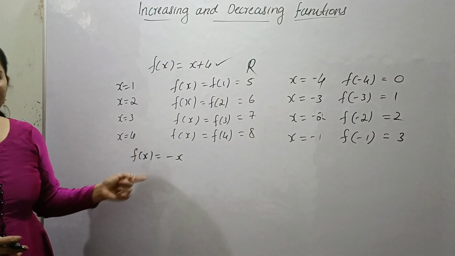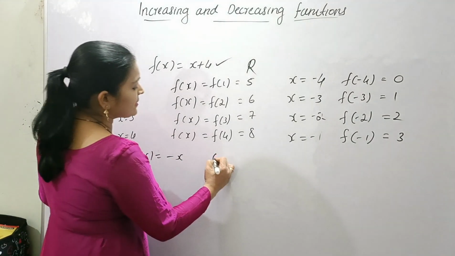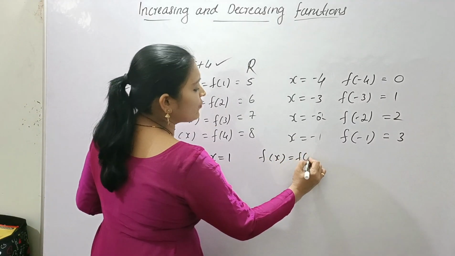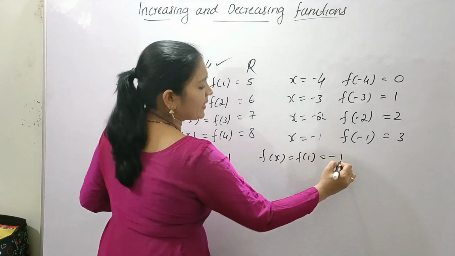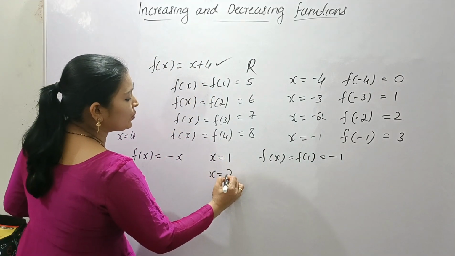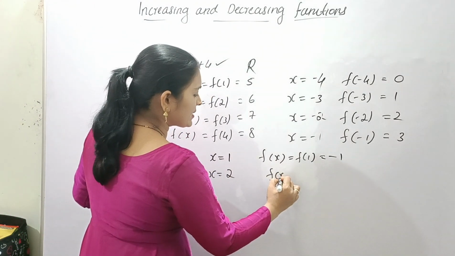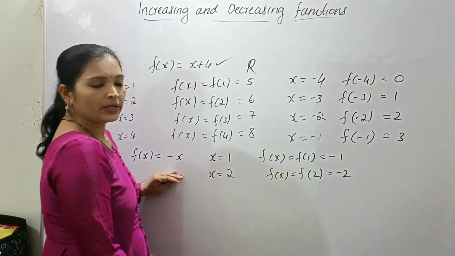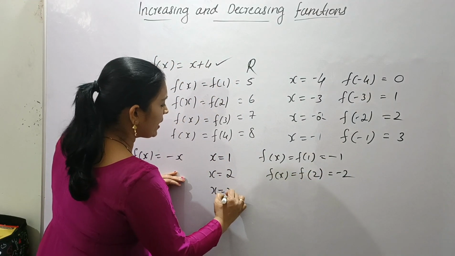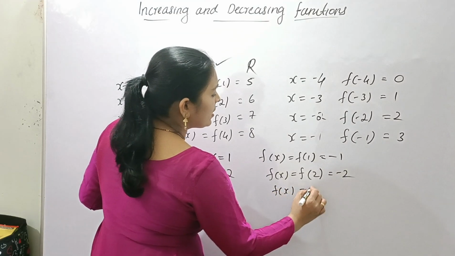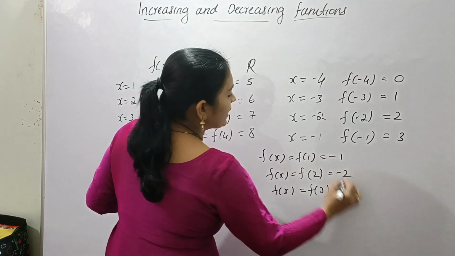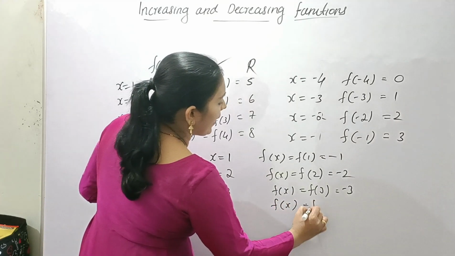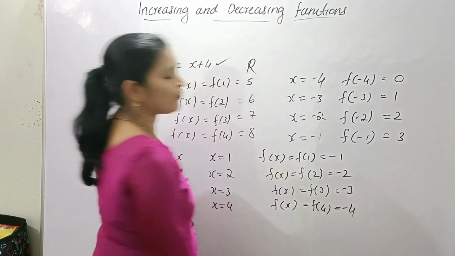And let's take another function, f of x is equal to minus x. When x is equal to 1, f of 1 is equal to minus 1, right? When x is equal to 2, f of 2 is equal to minus 2. When x is equal to 3, f of 3 is equal to minus 3. When x is equal to 4, f of 4 is equal to minus 4.